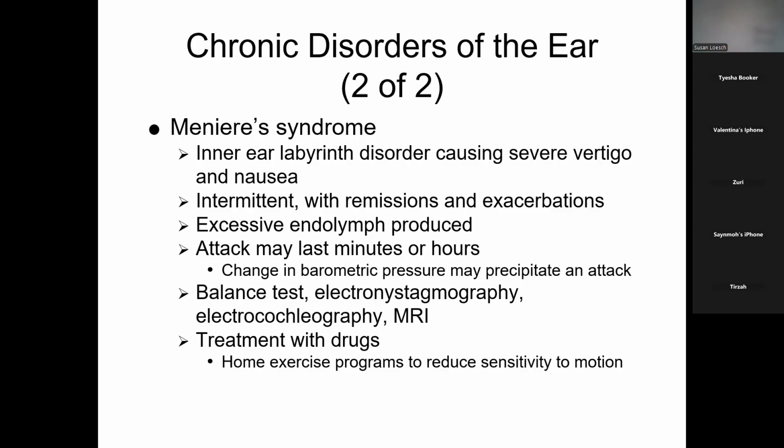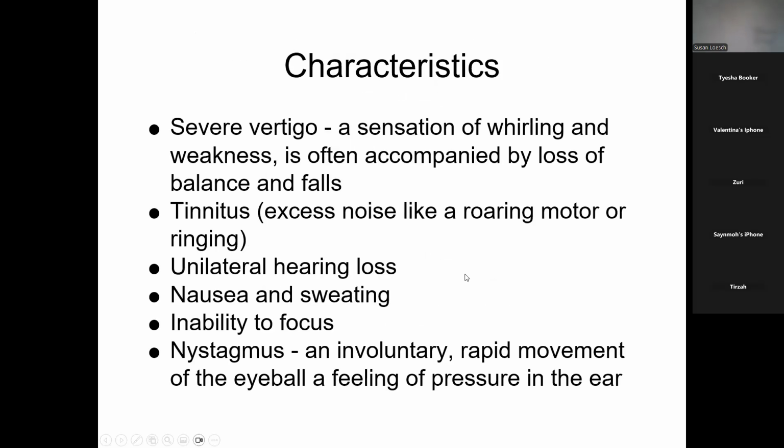Tinnitus, which is that ringing or roaring like noise, unilateral hearing loss, nausea, sweating, inability to focus, nystagmus, where you have that involuntary rapid movement of the eye, pressure in the ear, and over time, this is going to damage the hair cells permanently. They can permanently lose hearing and develop permanent vertigo. All right, so severe vertigo, tinnitus, unilateral hearing loss. Again, another one that you have to know.